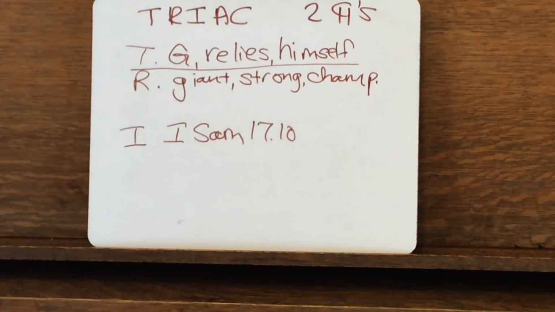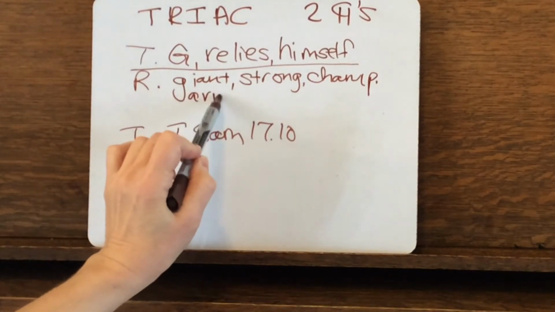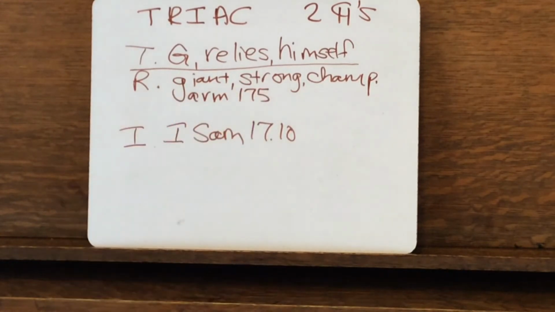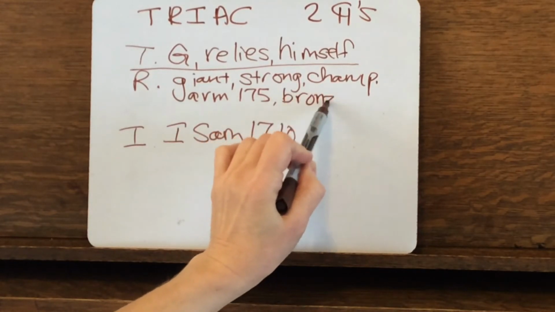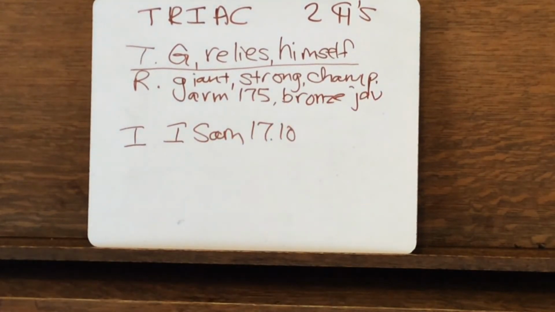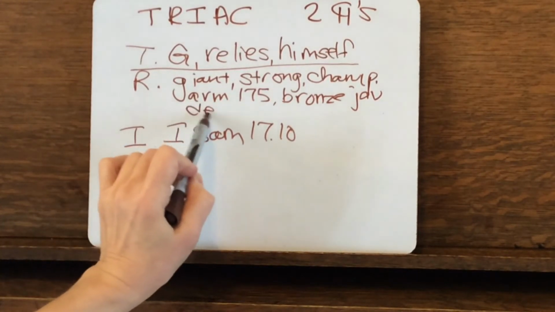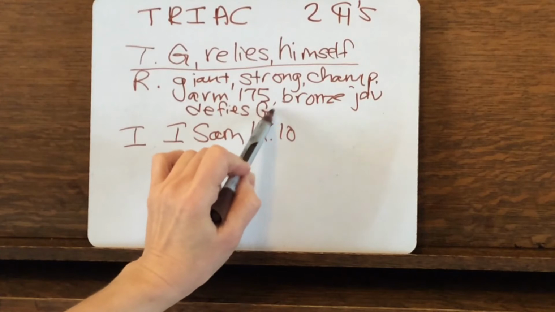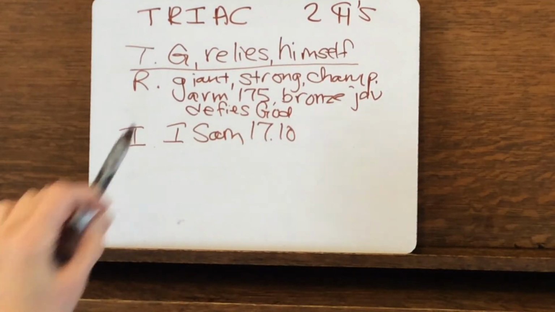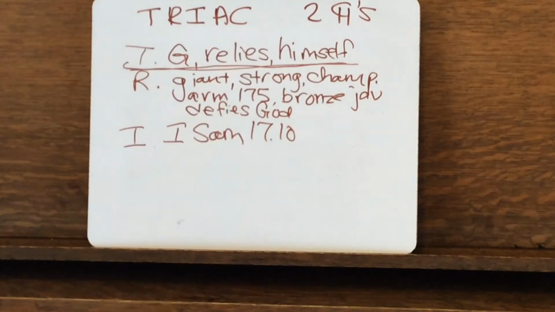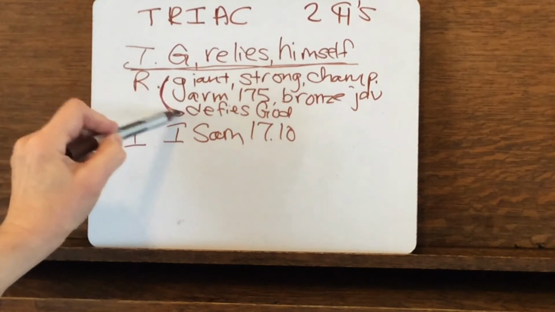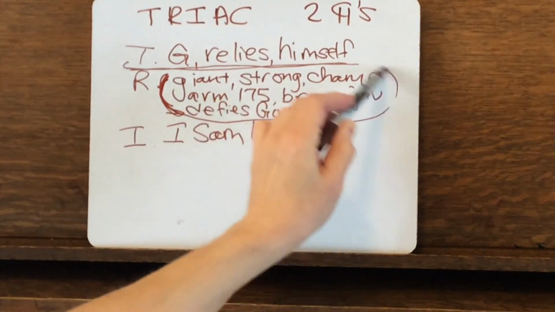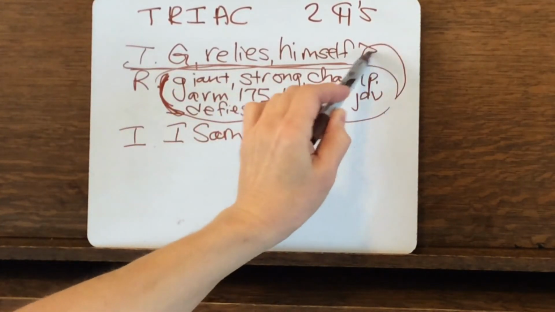Forgive my writing. He had armor that was how much? 175 pounds. Bronze javelin. And he defied God. Okay, so that's how I restrict my topic. I make a general topic: Goliath relies on himself. Then I would go in and restrict it to these things. These are the things I'm going to discuss as to how he relies on himself.